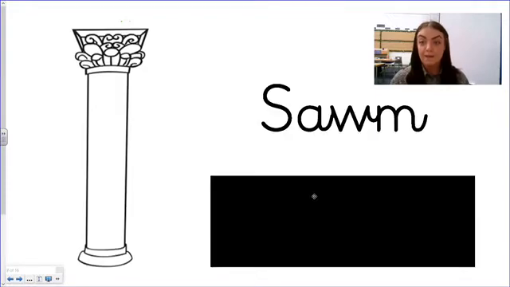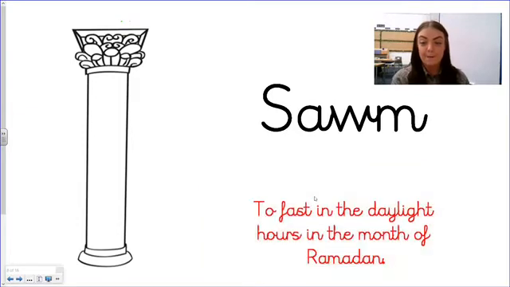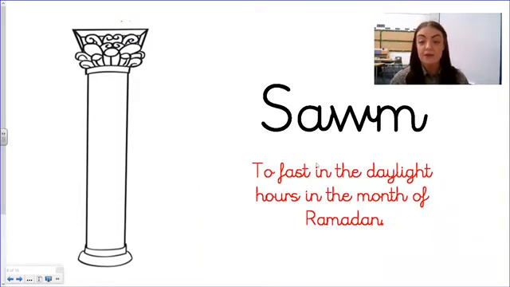The 4th one, Saum. My turn. Tricky one to say this one. Saum, your turn. Remember what that one is. So this one is fasting in the daylight hours in the month of Ramadan. Again, we're going to explore this a little bit more, but just remembering fasting. That's not eating in the daylight hours. As the girl said in the video, it makes her feel more spiritual and closer to God. So that's one reason why they do that. So Saum is fasting in the daylight hours of Ramadan.